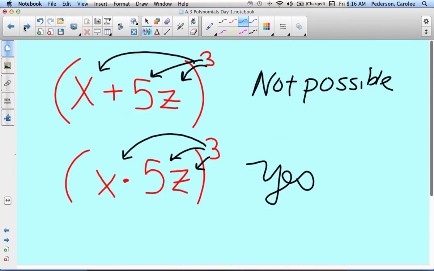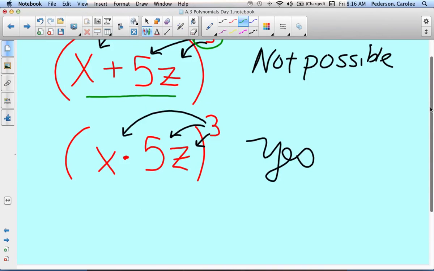One mistake I see students make is on this slide here. When you see this 3 right here, you cannot distribute it in. It's taking that binomial of x plus 5z and multiplying it 3 times, so we have to do foiling a bunch. This second example is possible because notice the multiplication symbol here, so you could distribute that 3 through. But when you have a plus symbol, do not distribute in. You have to do some multiplying there.